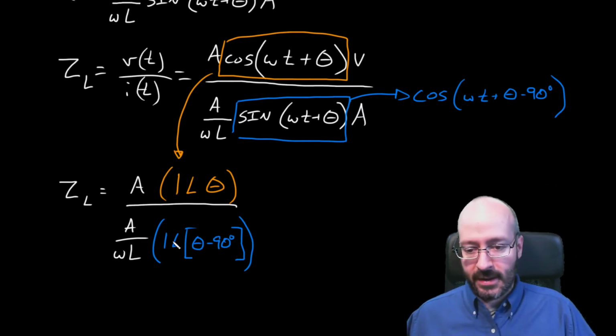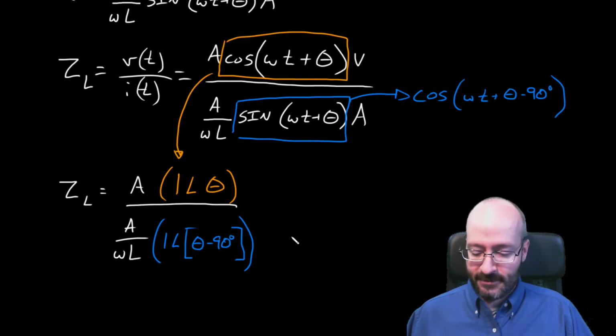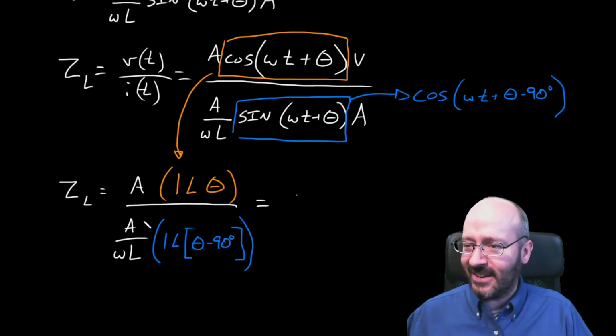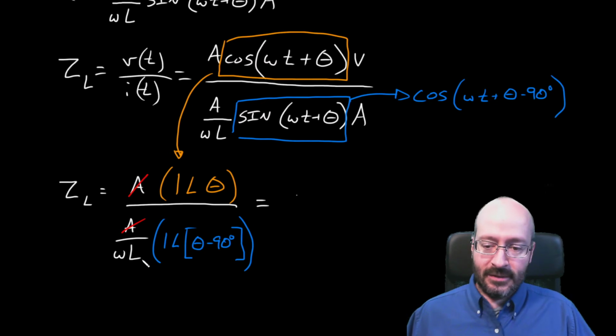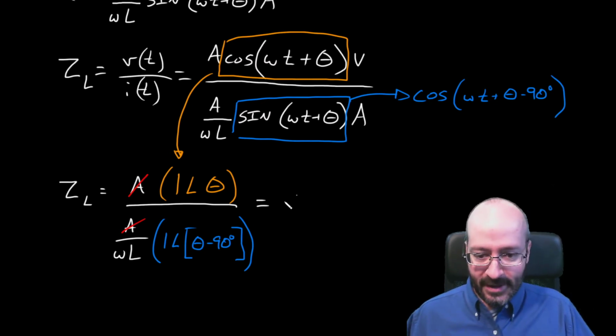Okie dokie, ready? We know how to do that division. Let's get rid of A, right? A is just pesky and kind of in the way. That's going to drop out, and that's going to drop out. 1 over omega L is going to turn into omega L.